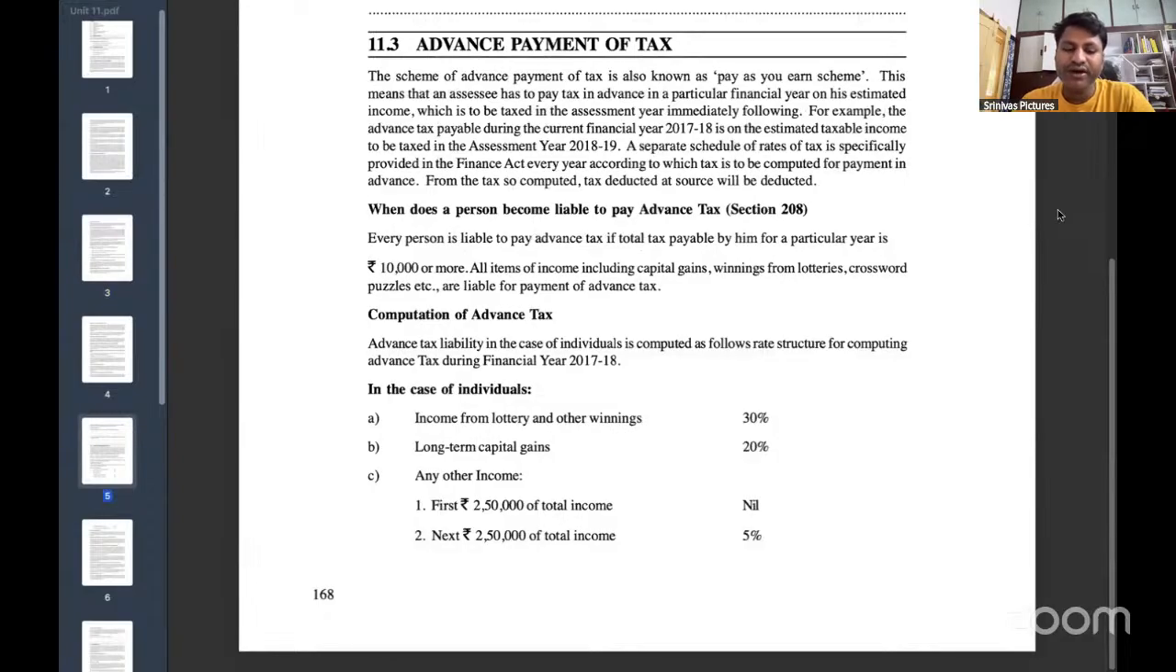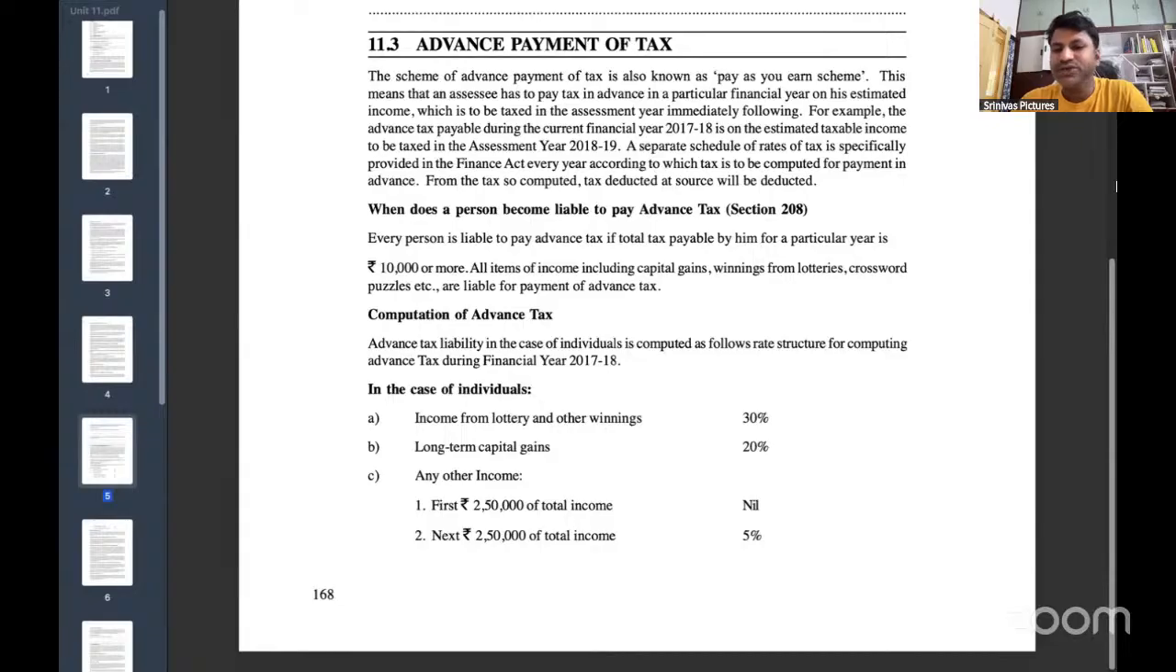Once the year is completed, paying the tax at a single time is difficult for the assessee. So that is the reason when your income crosses your exempted income, organizations deduct tax monthly. That is advance tax payment. Again, it is going to be adjusted in the final tax filing return. Now, when does a person become liable to pay advance tax?